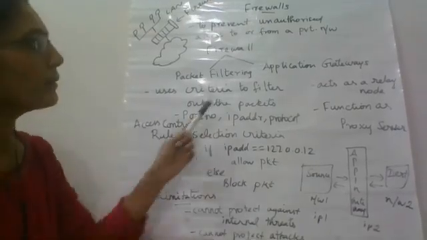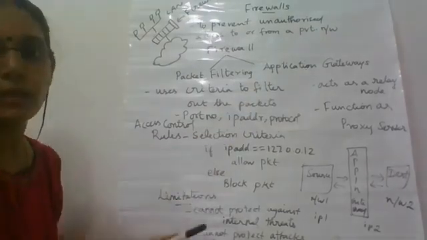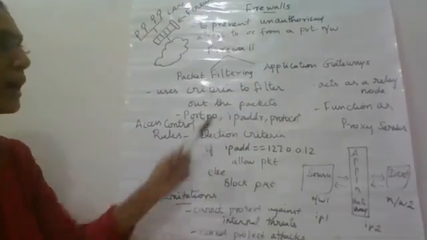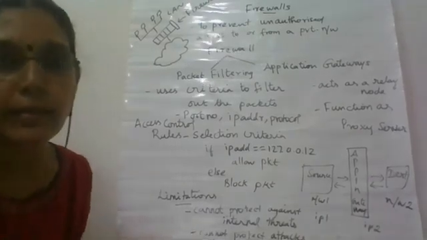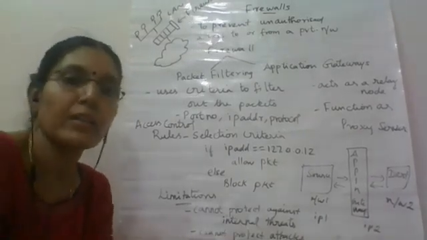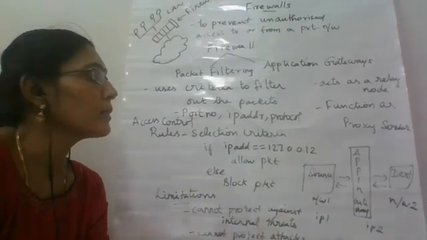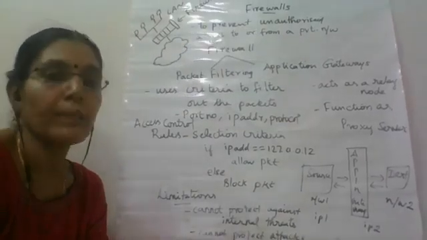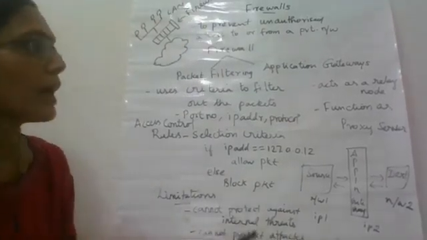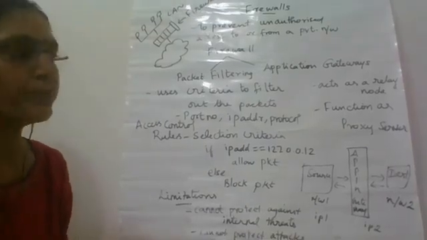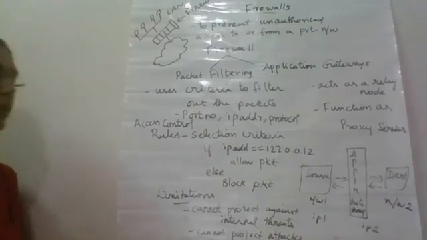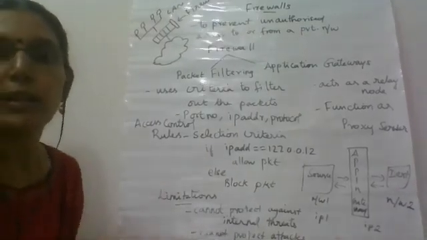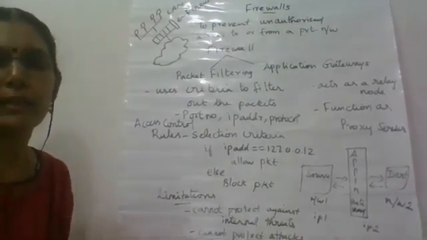Then the next thing is application gateways. Application gateways are used in the application layer. So we have various layers like transport layer, application layer, internet layer. This firewall is placed in the application layer. This acts as a relay node, and this also functions as a proxy server. Let us see how this application layer works.